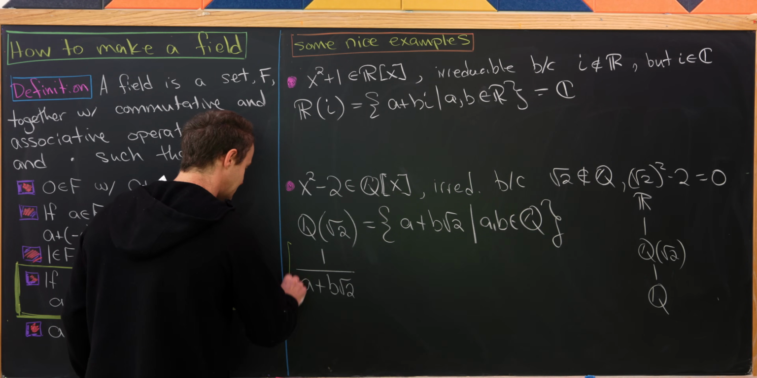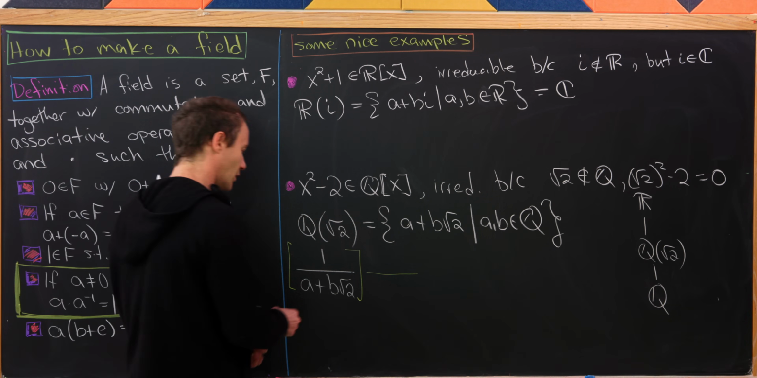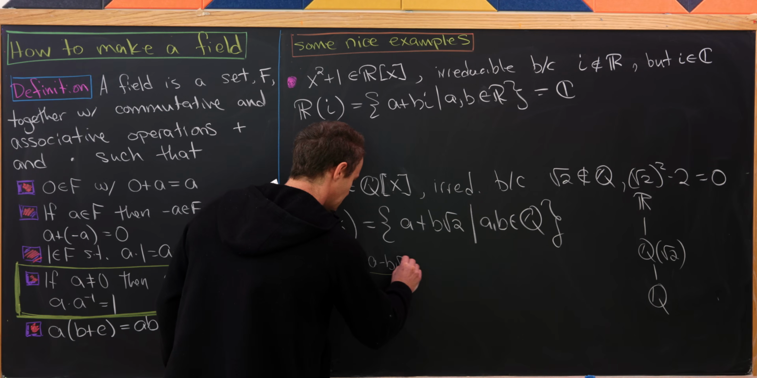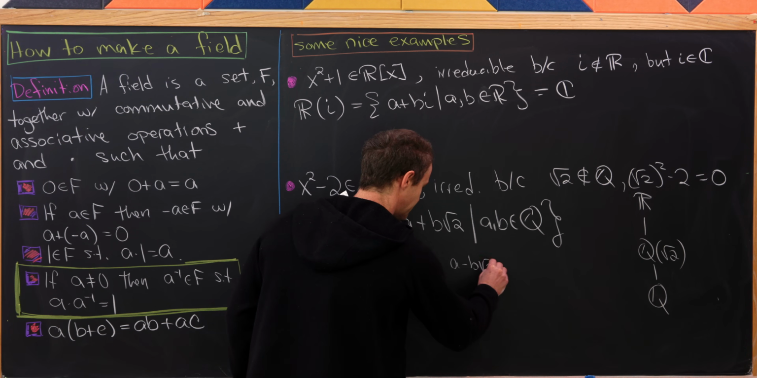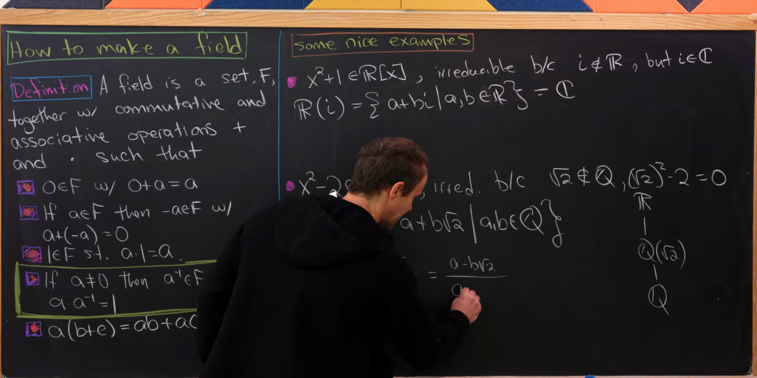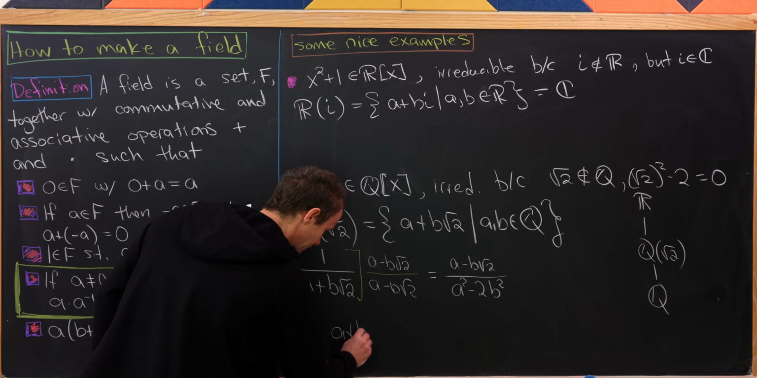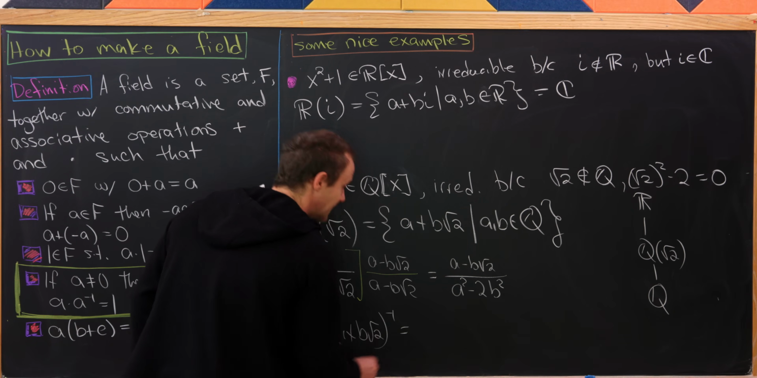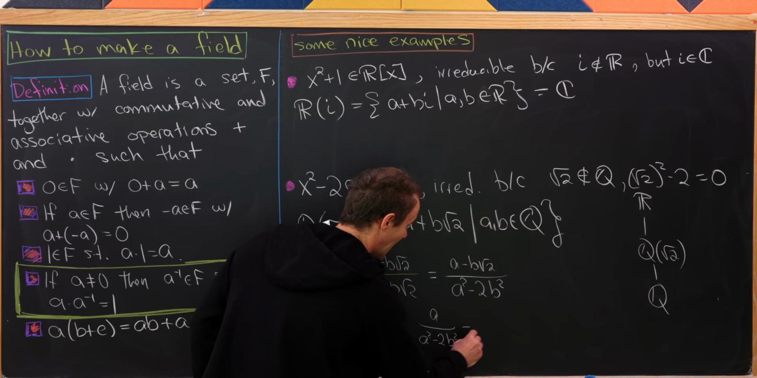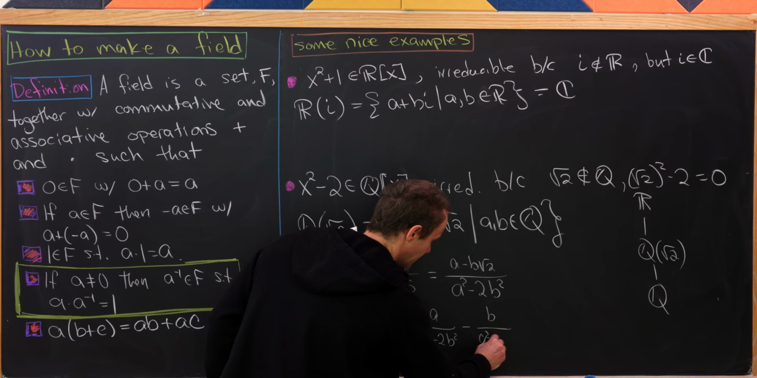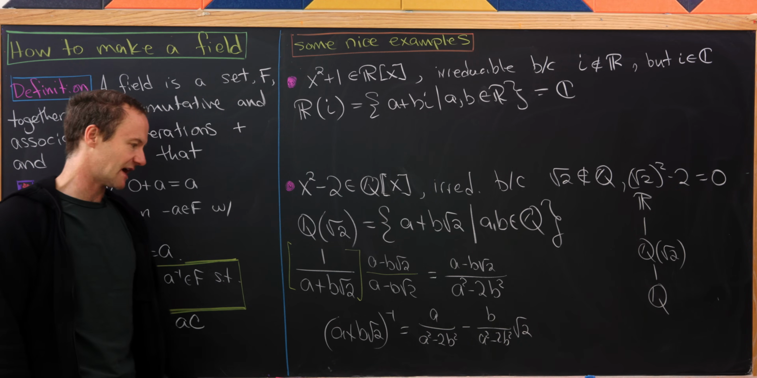And we'll perform a similar calculation to what we did with the complex numbers, and that's multiply by a nice version of 1. In this case, it'll be a minus b root 2. So now multiplying that out will leave us with a minus b root 2 over, let's see, it'll be a squared minus 2b squared. But what does that tell us? That tells us that a plus b root 2 inverse is in fact equal to a over a squared minus 2b squared minus b over a squared minus 2b squared times the square root of 2. So everything that's non-zero does have an inverse.